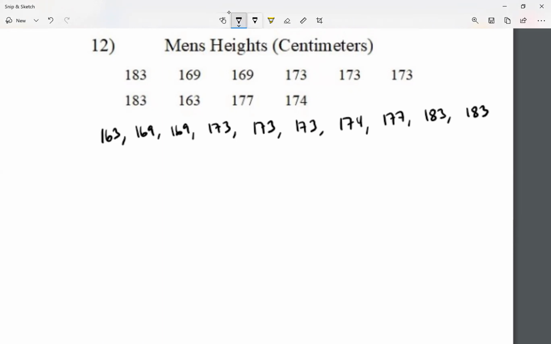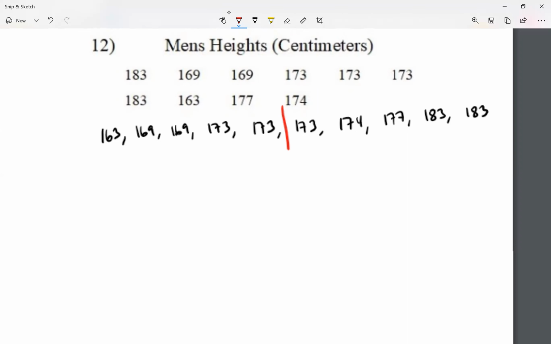Okay, so let me find the middle, right? My list is an even number, so my line in the middle is not going to go through a number. It's going to go in between 2 numbers. So let me just draw a line in the middle, which is right here. Right, it goes in between 2 numbers.